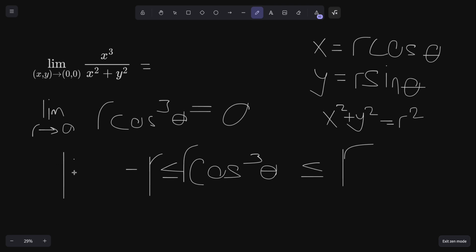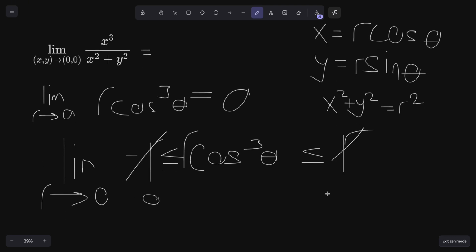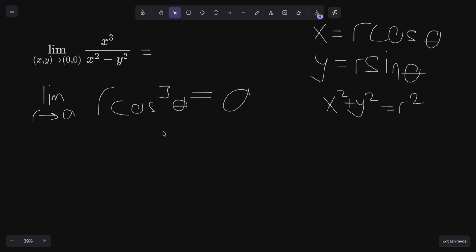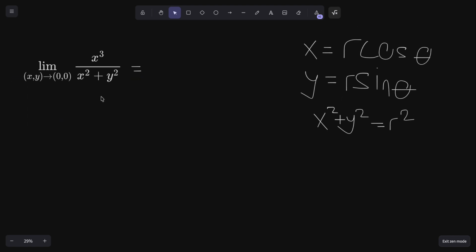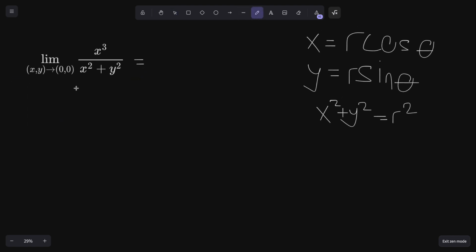And then if I take the limit as r approaches 0, this is equal to 0, and this is equal to 0. By the squeeze theorem, this has to be equal to 0. All right? So that's how you do these types of problems. All you have to do is substitute it in here, and if it's at 0, 0, you can use polar coordinates to solve this.